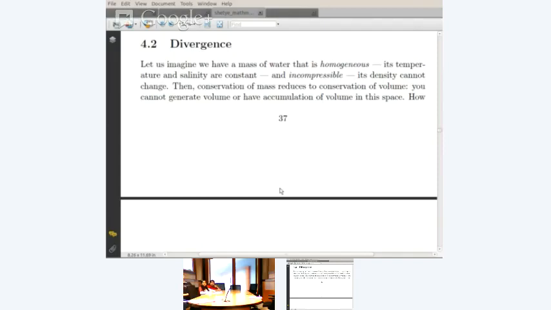Its temperature and salinity are constant and incompressible. Its density cannot change. Okay. We can relax this assumption, but as we shall find, though ocean water is not homogeneous, the assumption is still good enough.